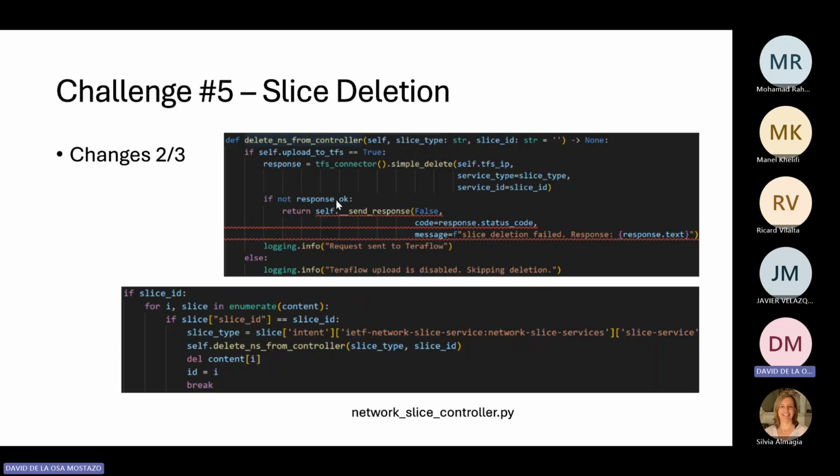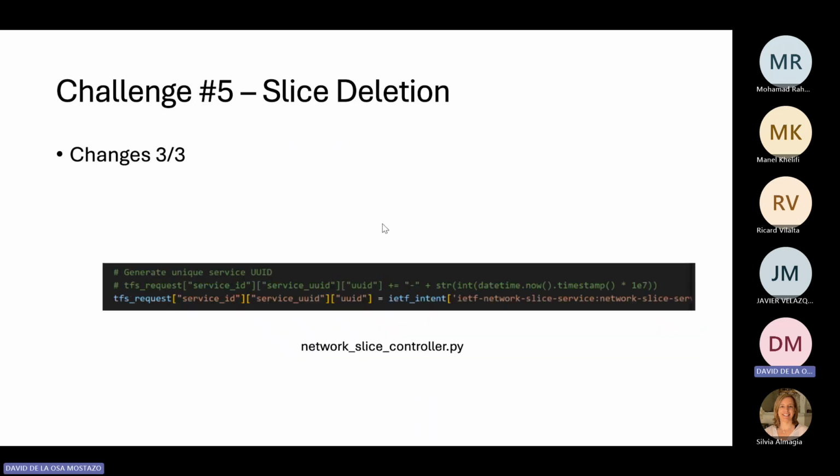Also we need to change the delete NS from controller, and it's kind of the same. If we need to update the Teraflow, we connect to the Teraflow connector and do the simple delete with the mentioned service type and service ID. This was the deletion, but we need to check if the slice exists in the database. So we check if the slice exists with the slice ID, then we get the slice type, and then we call the delete NS from controller, which is going to call the simple delete.